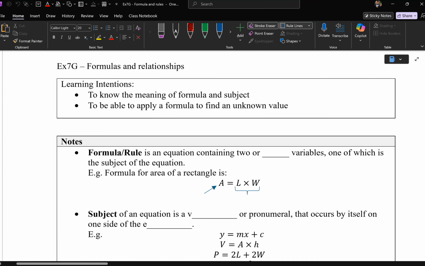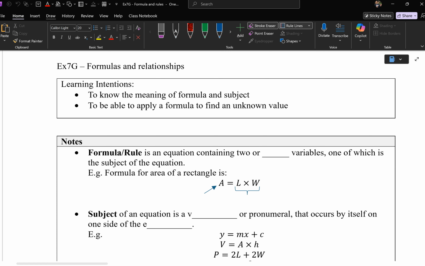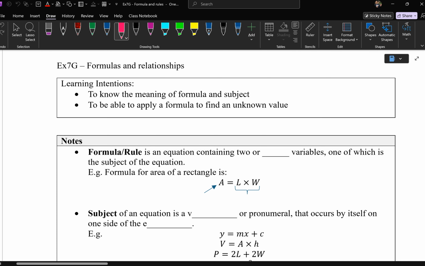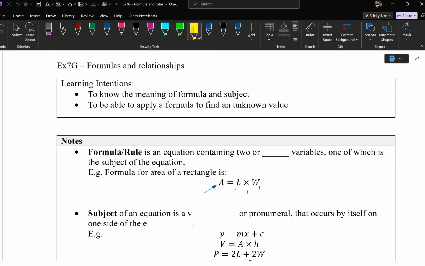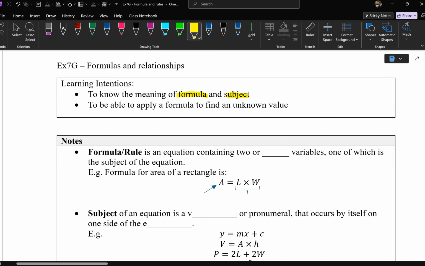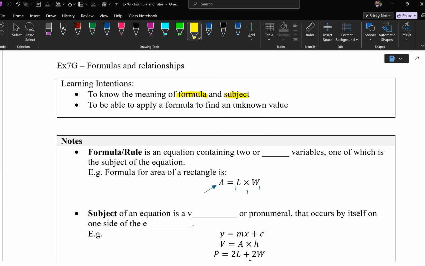7G. 7G is called formulas and relationships. There are only 2 skills you need to learn today. Number 1, know what the word formula and making the subject means. That's one of the things I'm going to try to explain.